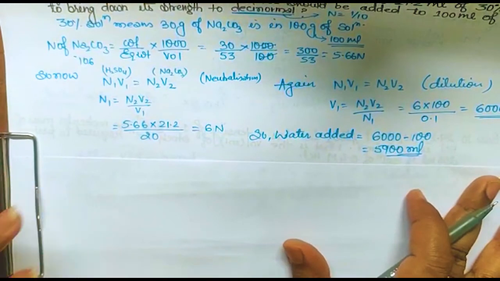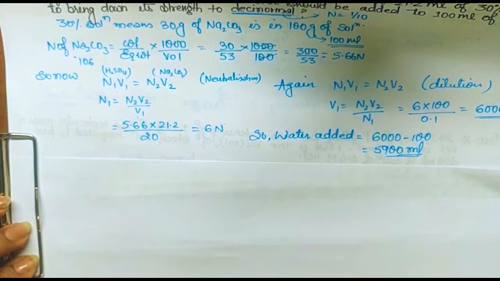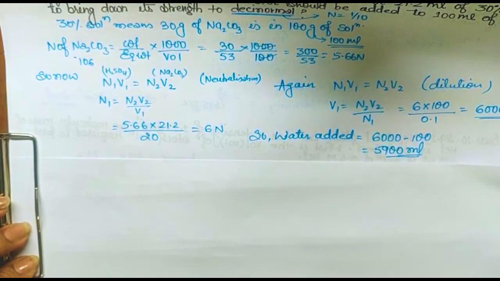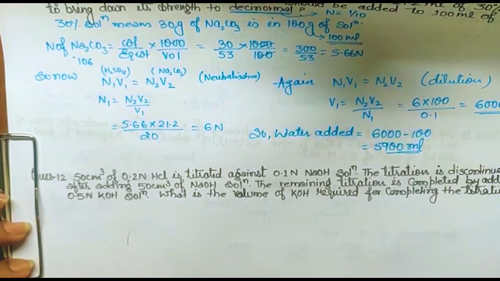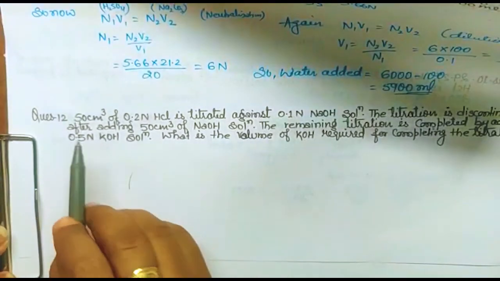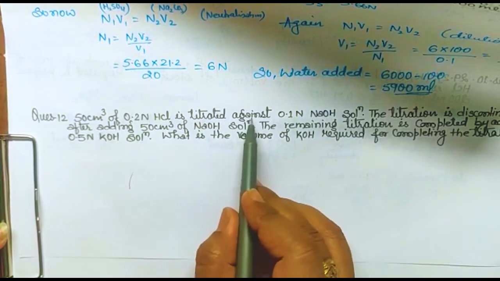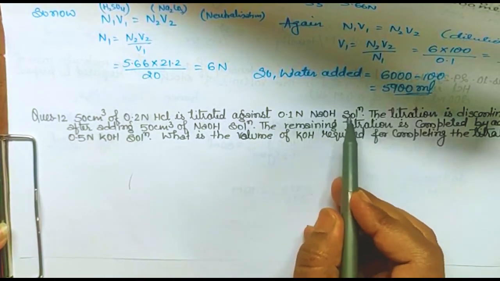Okay, it's a matter of practice. Now, last question for the session. Question number 12 is waiting for you. Let's start this. 50 cm³ of this HCl is titrated against 0.1 N NaOH solution.